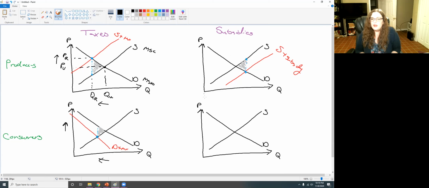Let's figure out why. That's because our quantity in our unregulated market is less than our quantity in our regulated markets. We're actually going to end up increasing the quantity. Let's also see what happens to price. Our price in our unregulated market is greater than the price in our regulated market. The price goes down and the quantity goes up.